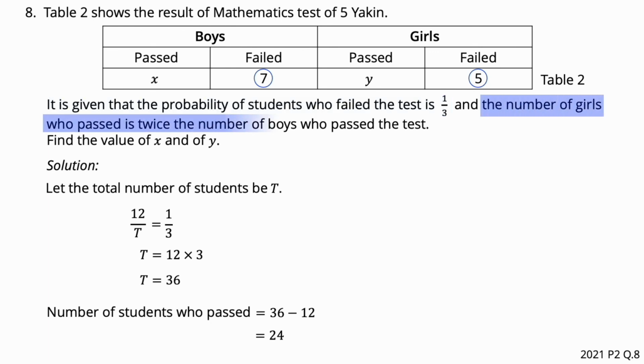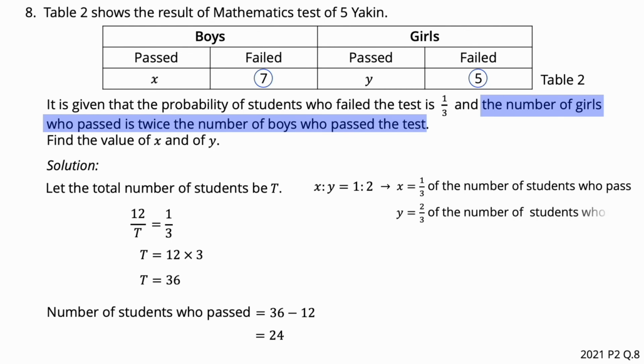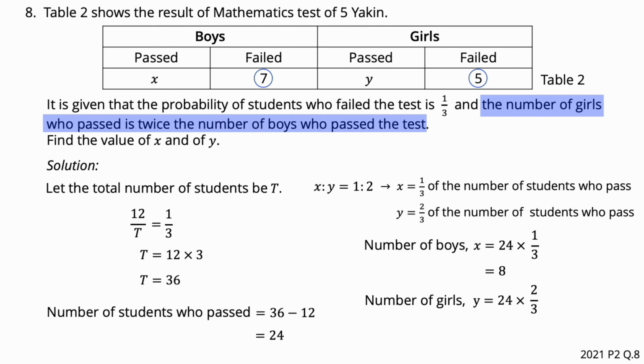It is given that the number of girls who pass is twice the number of boys who pass the test. The ratio of boys to girls is 1:2. From the ratio, x to y equals 1:2. X is 1/3 of the number of students who pass, and y is 2/3 of the number of students who pass. Number of boys who pass equals 24 times 1/3. X equals 8. And the number of girls who pass equals 24 times 2/3. Y equals 16.